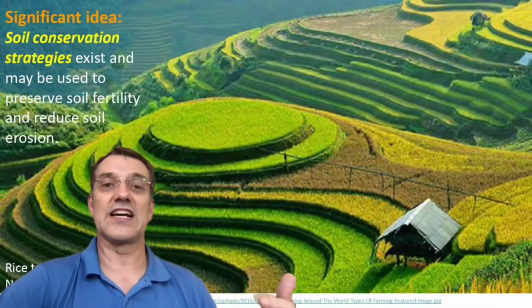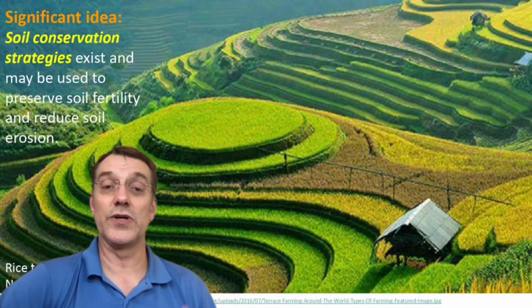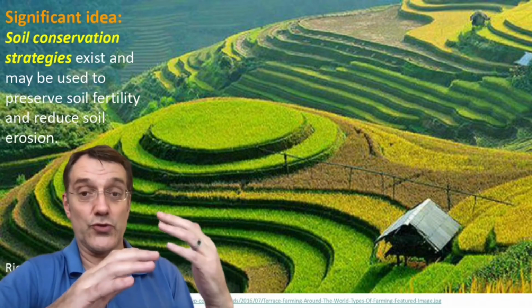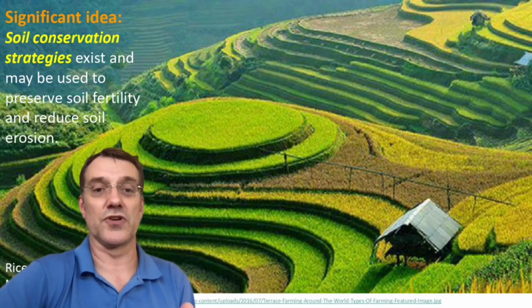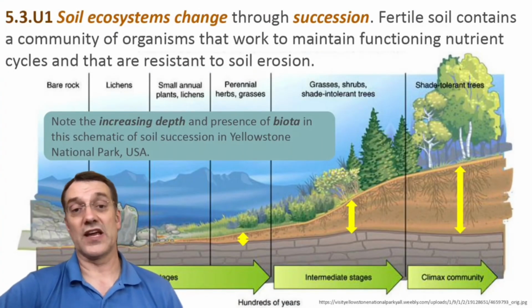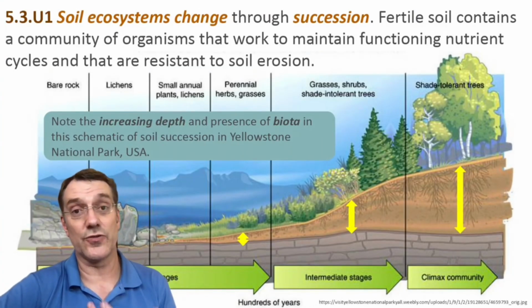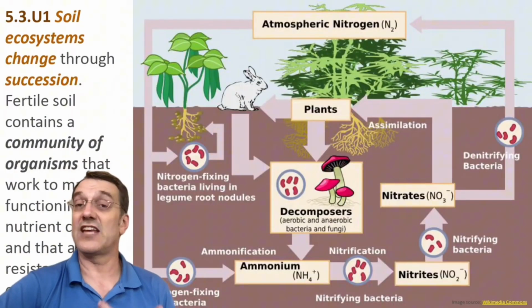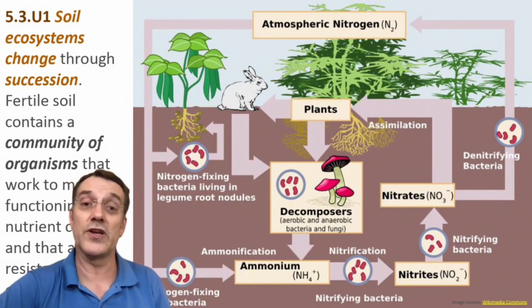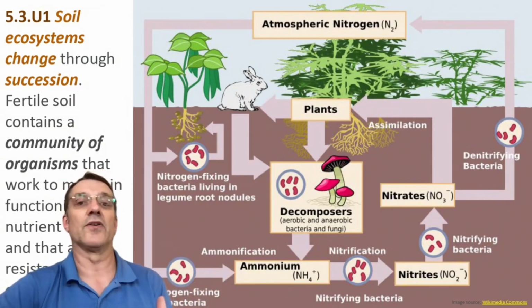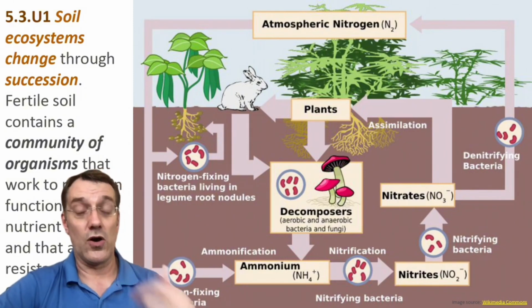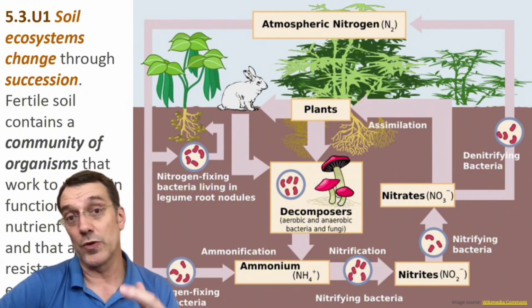The third significant idea in this topic introduces us to soil conservation strategies. These exist and can be used to preserve soil fertility and reduce soil erosion. We're going to examine several of them in detail. The first key concept we need to understand is how soil ecosystems change through succession. Back in content statement 5.3.1, we learned that fertile soil contains a community of organisms that all work together to maintain functioning nutrient cycles. These organisms are also what helps make the soil resistant to erosion.